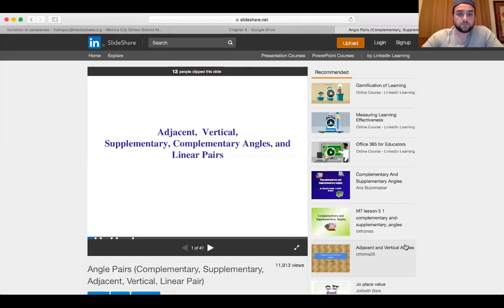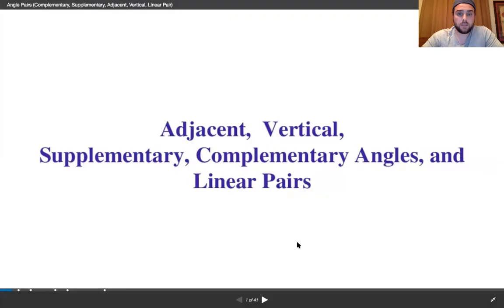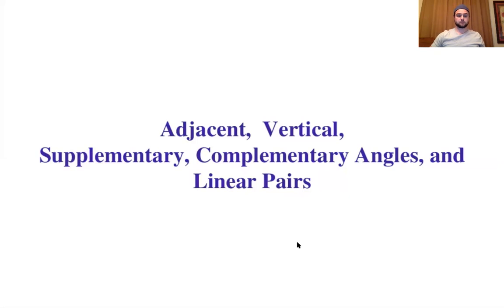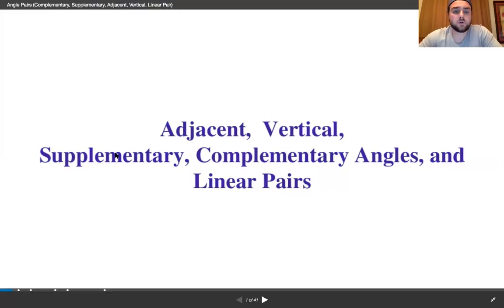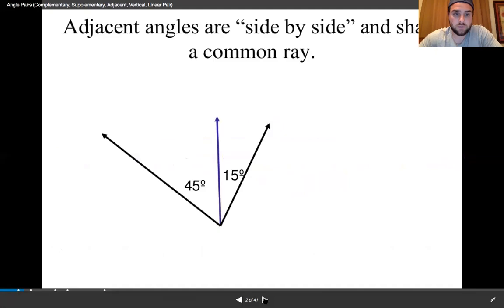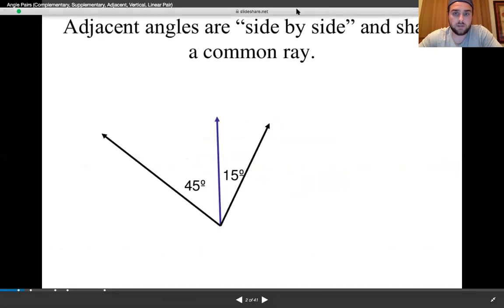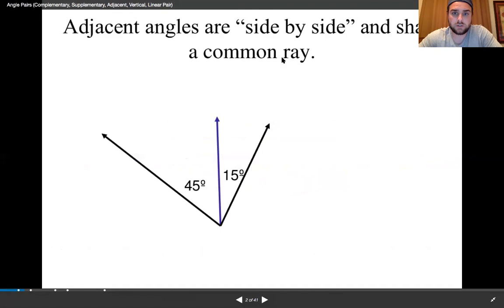So I'm going to share my screen and make it large enough so that we can see the entire thing, okay? What we're talking about, once again, is adjacent, vertical, supplementary, and complementary angles, and linear pairs. That was the other one I forgot to mention. All right, so we're going to go through and describe it. Now I'm going to get my writing tool just so I can annotate a couple areas here. Red stands out well.